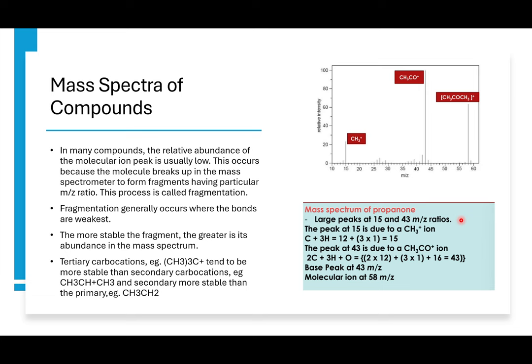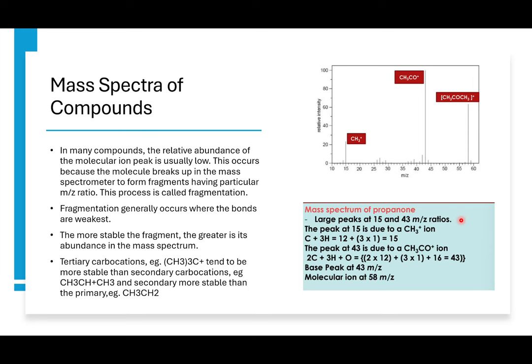Fine. Right, fragmentation generally occurs where the bonds are weakest, and that's important. When we start to look at the graphs of a ketone and an aldehyde, we can see where the fragments are likely to be formed, because some parts of the molecule are less likely to break than others.